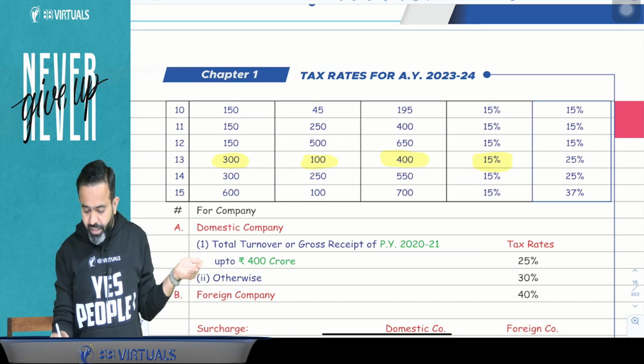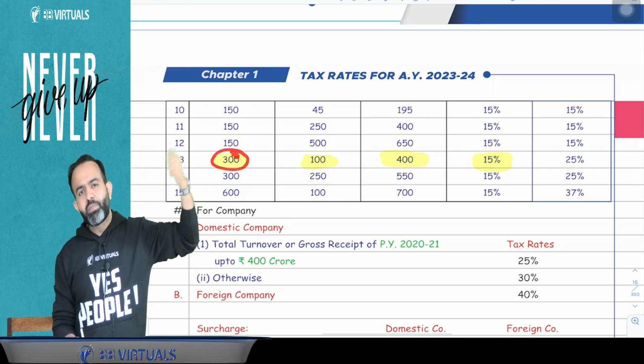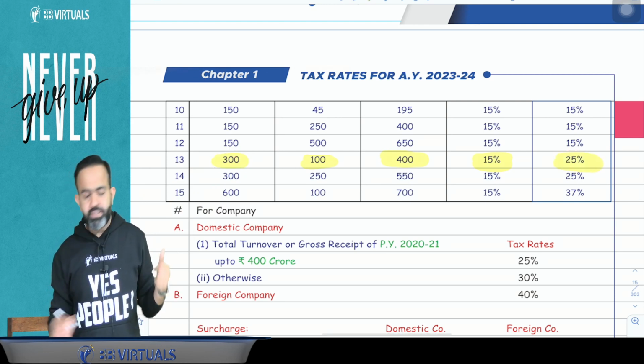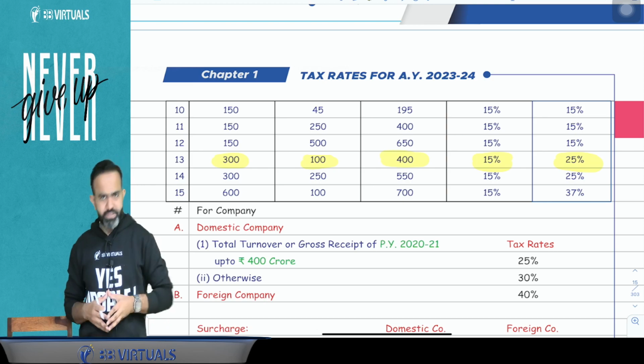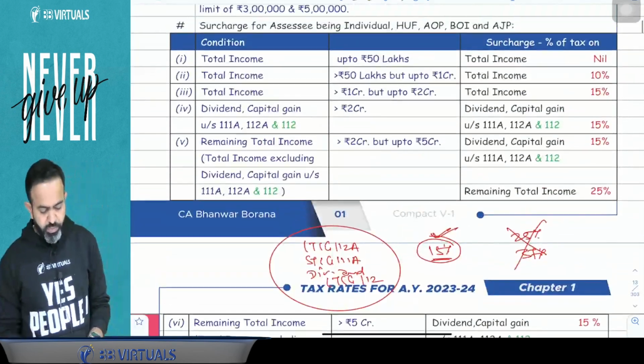Answer is yes. Balance income itself is more than 2 crore. It is 3 crore. So whatever tax on that balance income, here surcharge will be applicable at the rate of 25%.